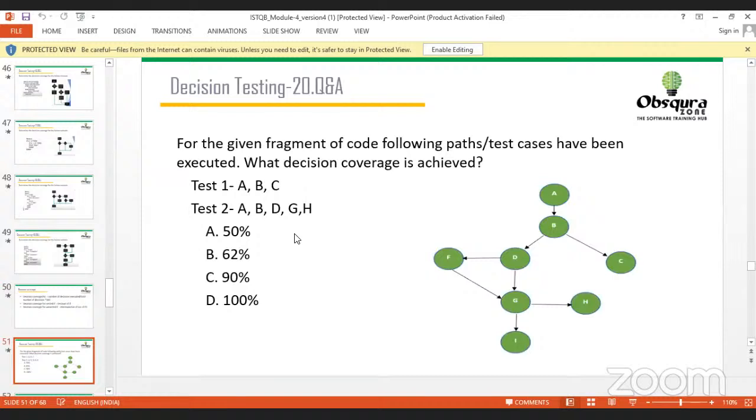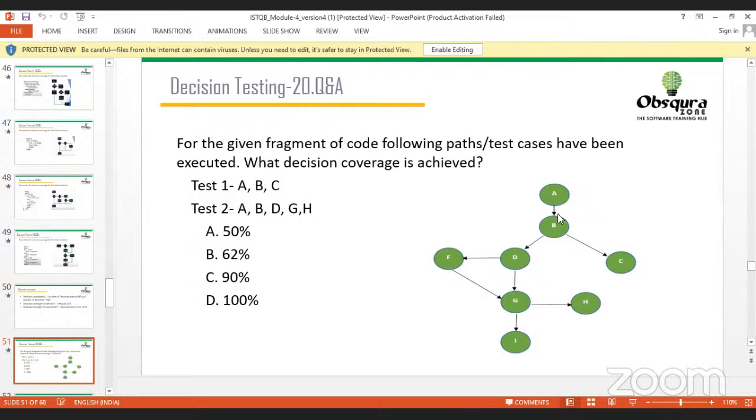Yes, a similar question. For the given fragment of code, paths or test cases have been executed. What decision coverage is achieved? So here, don't consider this A, B, and C. We have to consider these branches, these arrow marks. 1, 2, 3, 4, 5, 6, 7, 8. 8 arrows are totally there. Now, out of this, what is the coverage? For test 1, it is A, B.